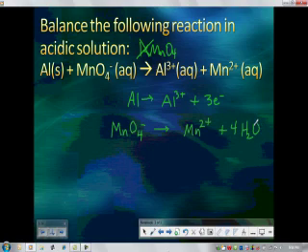Good. But now I've added hydrogen to the product side. So you need to add 8 hydrogen ions. They better be charged particles. Of course. Okay, we have one more thing to put in here.